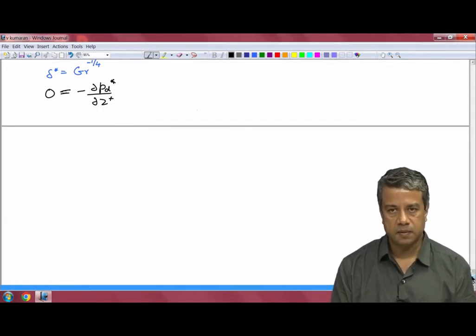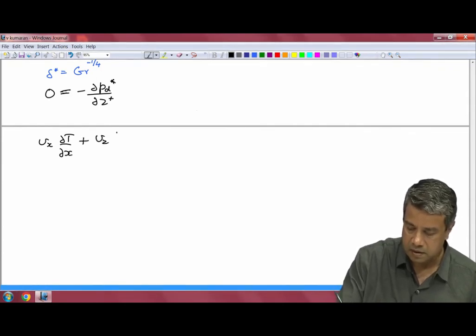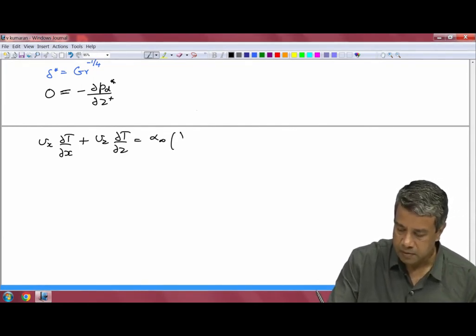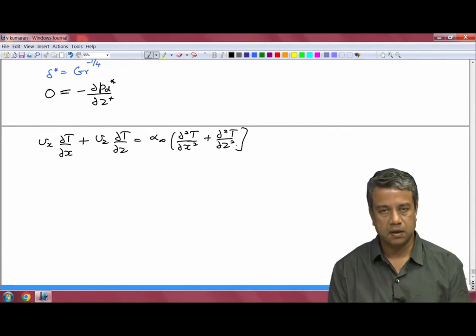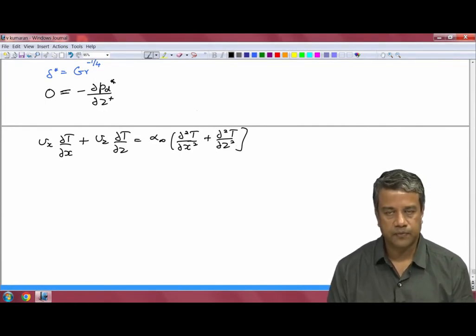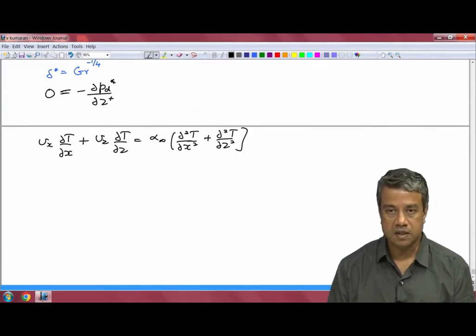Finally, the energy balance equation. Vx partial t by partial x plus Vz partial t by partial z is equal to alpha infinity into partial square t by partial x square plus partial square t by partial z square. Scaling by the same characteristic velocities that we had, Vx by Vc, x by Lc, z by delta Lc and Vz by delta Vc.